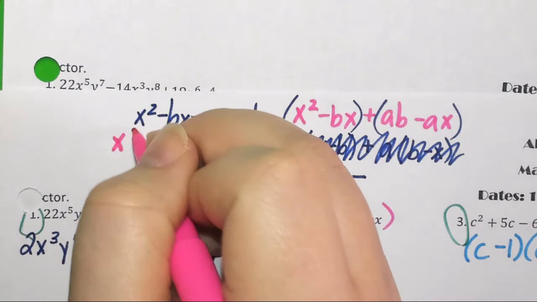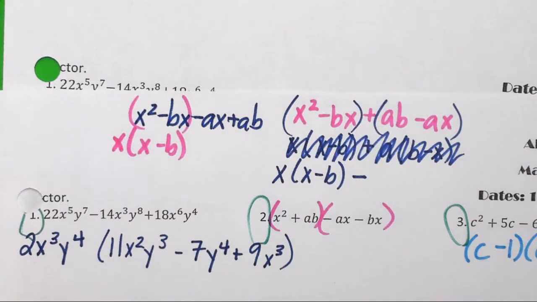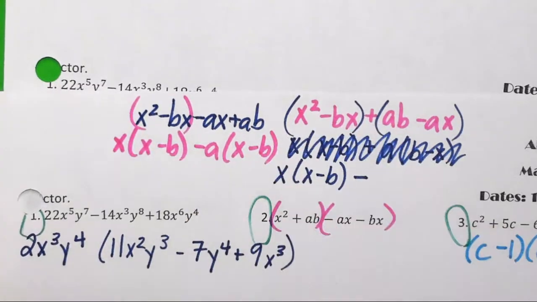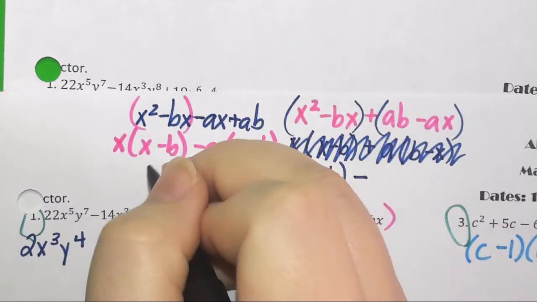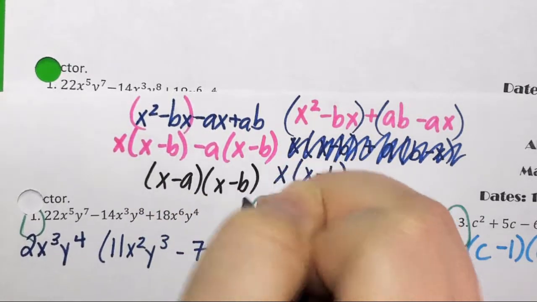Because if I factor out the x, I'm left with x minus b. I agree with that on the first one. But on the second one, if we factor out a negative a, we'll still have x minus b, and then we're happy. So literally, I'm just rearranging the terms to try to see if I can force grouping to happen. And it just so happens that I can on this one. It ends up being x minus a, x minus b.